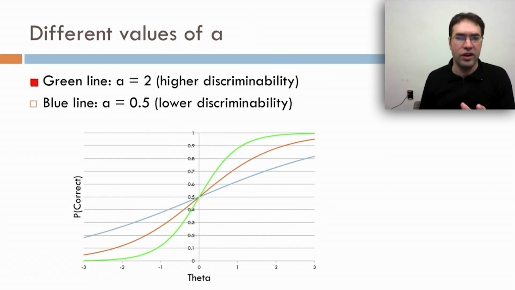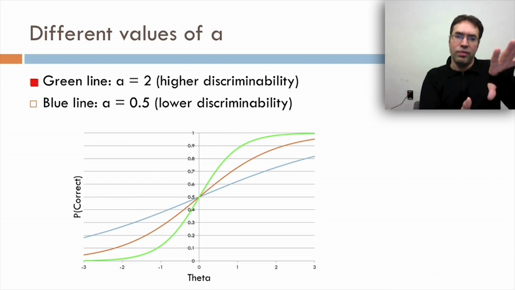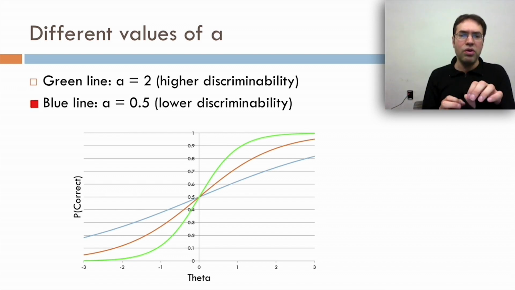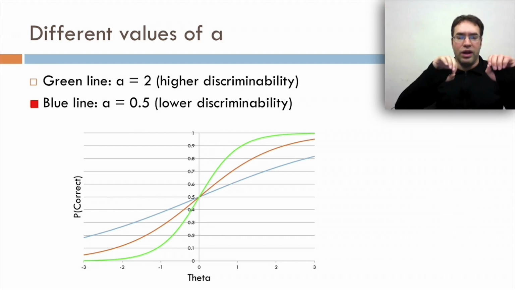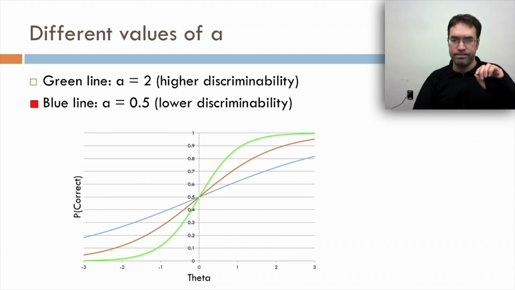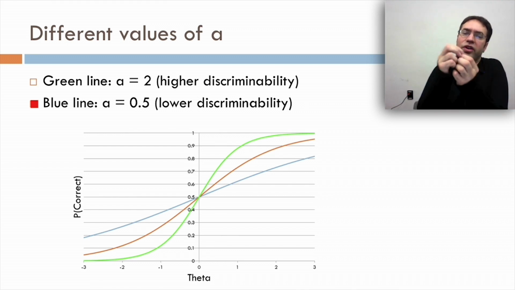Now if we look at different values of A, we can see that the green line has A equals 2, and that gives it higher discriminability. It's making a faster transition as students get better between being really hard and really easy. The blue line, A equals 0.5, has lower discriminability. It makes a much slower transition as students get better between correctness and incorrectness. Generally, you want items with relatively high discriminability, although in some cases being too high isn't very useful because it only distinguishes a very small set of the range.